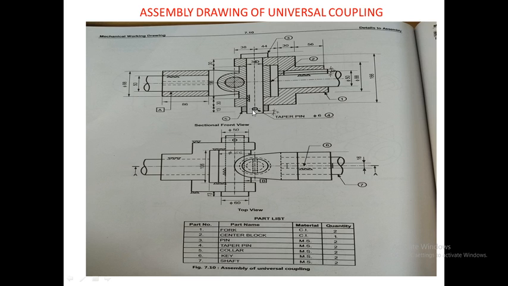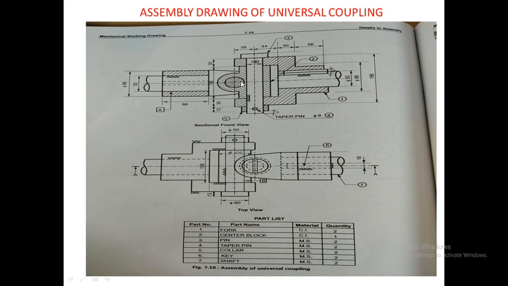Now this pin is the pin which is used to lock the center block with the vertical fork or the center block with the horizontal fork. So this is the front view of the vertical pin, that is part number 3, and this is the front view of the horizontal pin. You can see this is the front view of the horizontal pin.